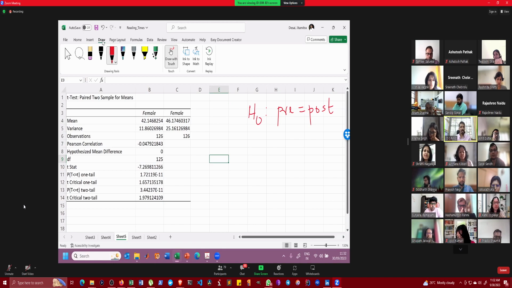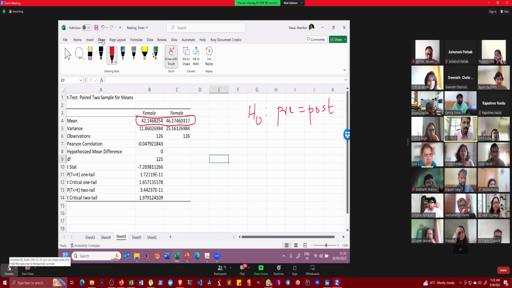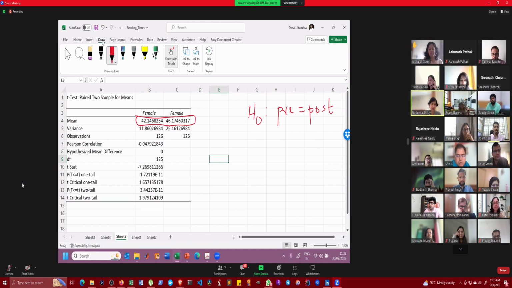What are you guys seeing, by the way? What has happened to my mean? The mean has increased. They have increased significantly, right? Do you guys see that the average reading time for females is much higher than what it was before? So are they spending more time on the app? Yes, definitely. Because when you're seeing an ad, maybe you click on it first and then you're continuing, so you end up spending more time on the app on average. Everybody okay with that?